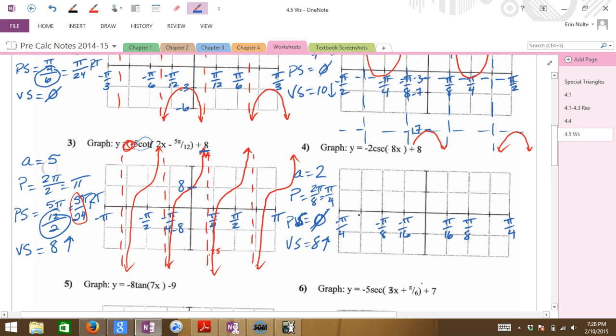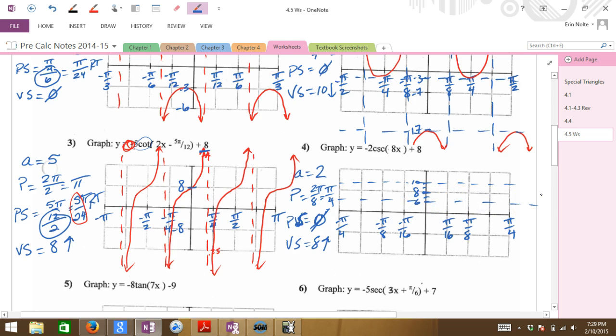Alright, my y, my amplitude is 2, but I have an up movement of 8 units. So I want to make sure that that looks fairly good on my grid. I'm going to say this middle line is going to be 8 for me. Then up 2 from there is going to be 10, and I'm going to draw a little dotted line. And down 2 from there is going to be 6.